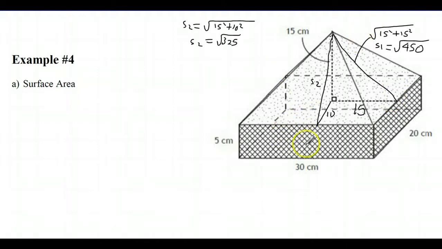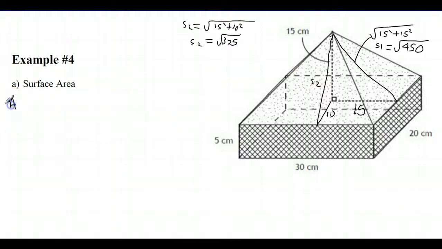We then have this face here, and there's two of those. This face here, and there's two of those. So we've got four of these. And then we've got the bottom, the base. Otherwise we assume that all of the rest of this is hollow. For our volume, it's just the volume of this prism plus the volume of that pyramid. Okay, so surface area.